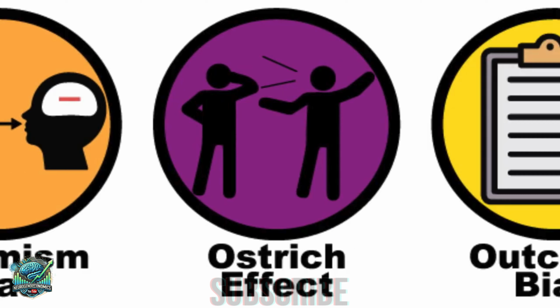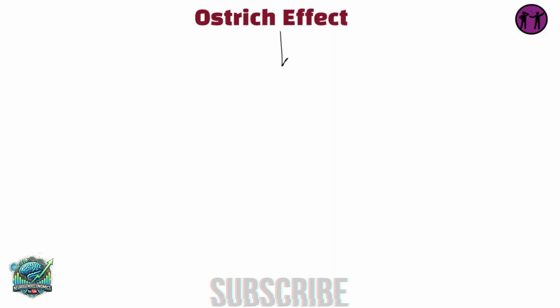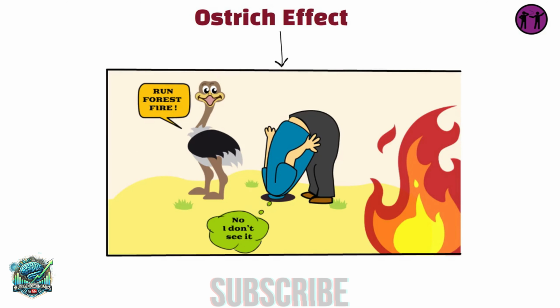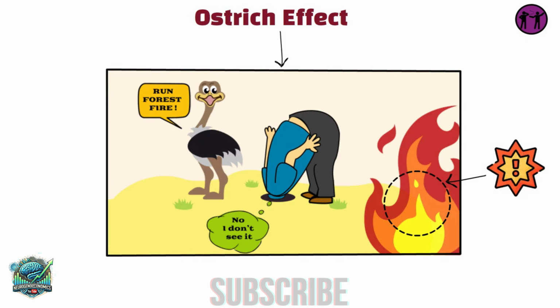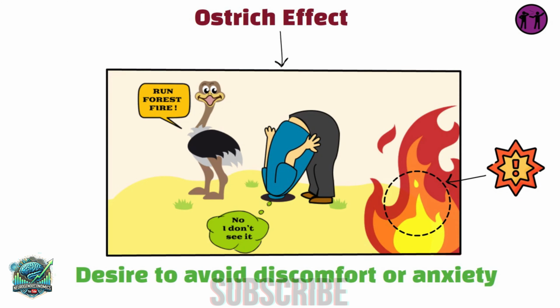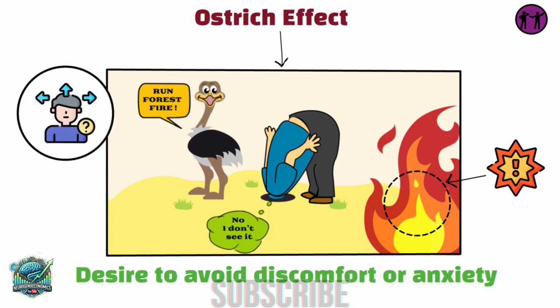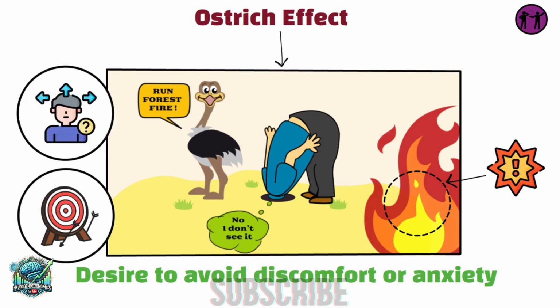Ostrich effect. The ostrich effect is the tendency to avoid or ignore potentially negative or unpleasant information or situations, even when ignoring them could have detrimental consequences. This bias stems from a desire to avoid discomfort or anxiety, but can lead to poor decision-making and missed opportunities.